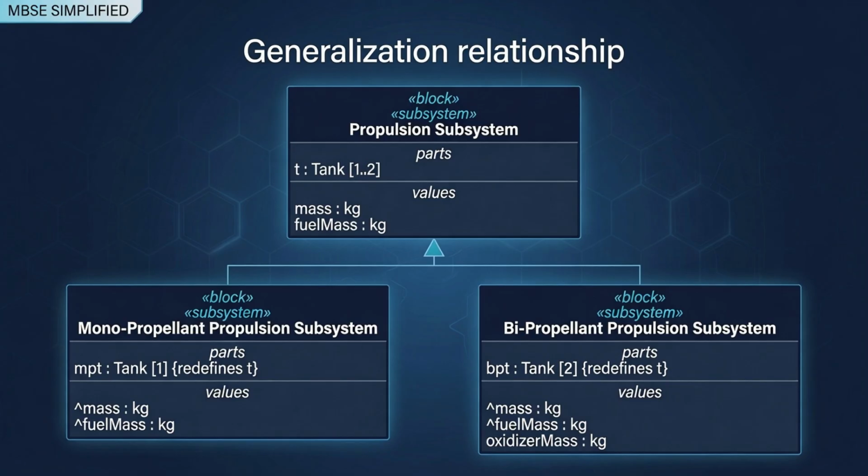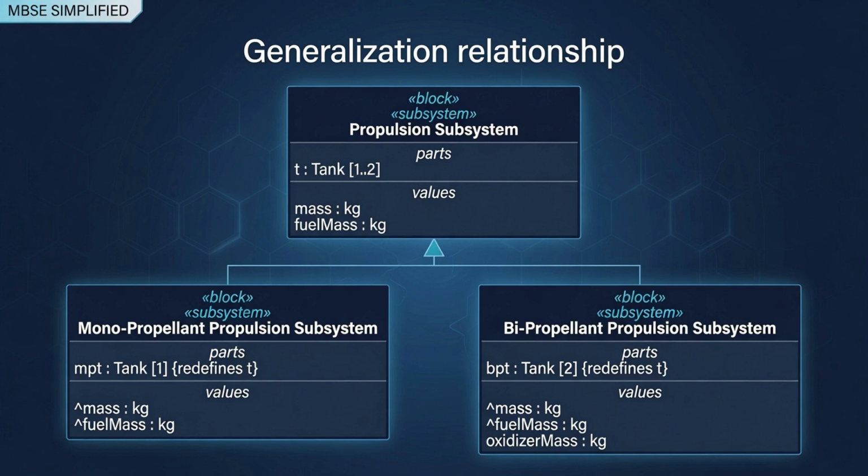Generalization is another kind of relationship you typically display on BDDs. This relationship conveys inheritance between elements. For example, the BDD shows a generalization of the two blocks, monopropellant subsystem and bipropellant subsystem. They are a type of propulsion subsystem, and they inherit all the features of the propulsion subsystem.